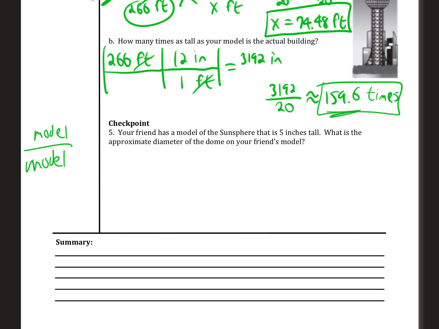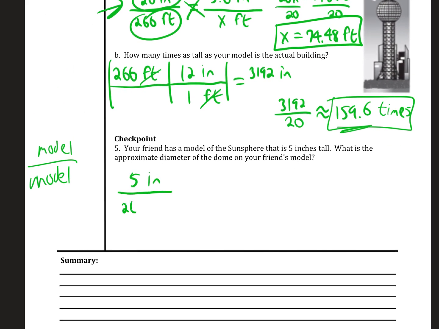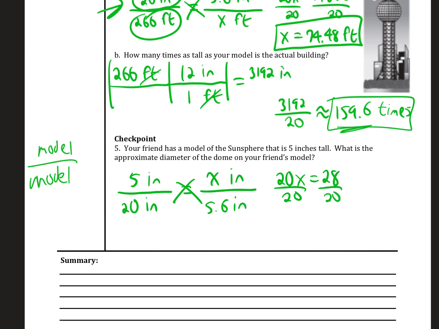The new model is going to be 5 inches tall, right? So we have 5 inches tall. How tall was the other model we had here? Well, it was 20 inches tall, okay? And that equals, do we know the diameter of the dome of our friend's model? We do not. We're going to call that x. And the diameter of our original model we know is 5.6 inches. So we're going to cross multiply. We have 20x equals 5 times 5.6 is 28. Divide by 20. We get x is equal to 1.4 inches.